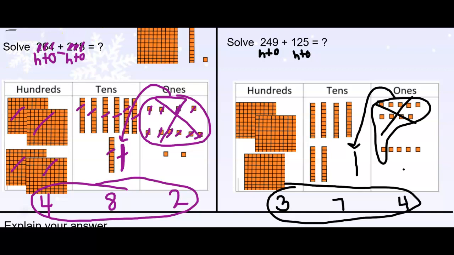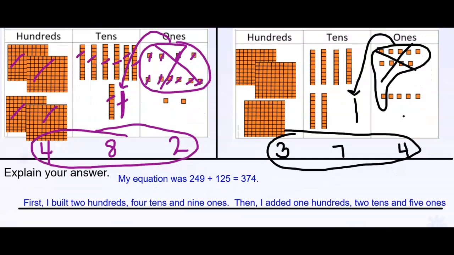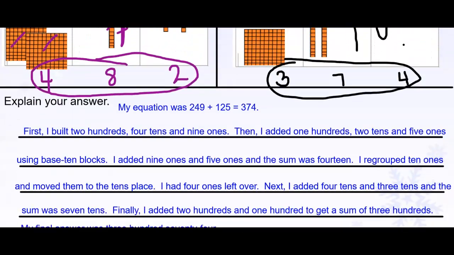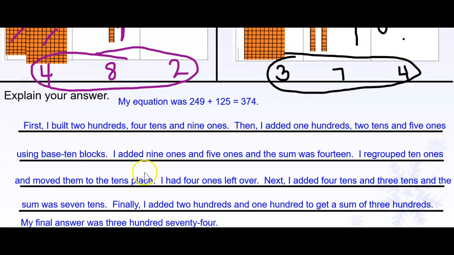If so, give yourself a happy face. If not, correct it and show your work correctly. Now let's look at the explanation. This is something that you should have written. Remember, your words don't have to match exactly to my words, just as long as you're identifying place value and you're talking about the answer in the same way. You should have something like this in your explanation.